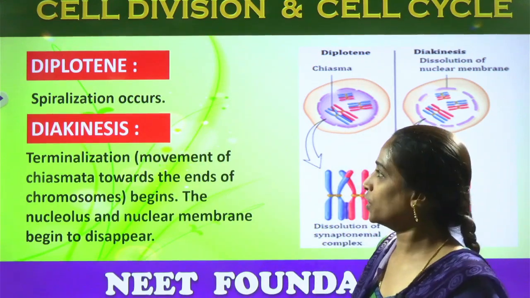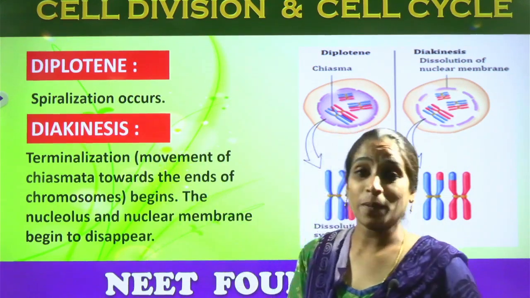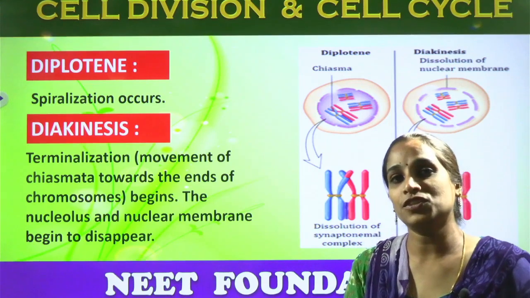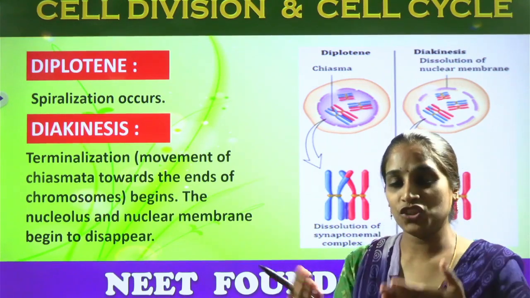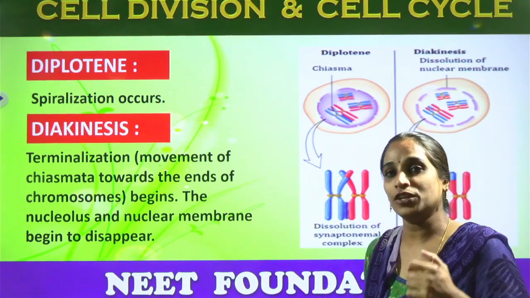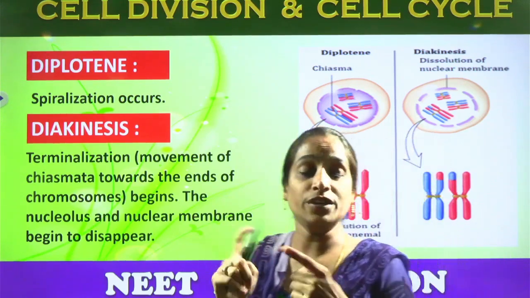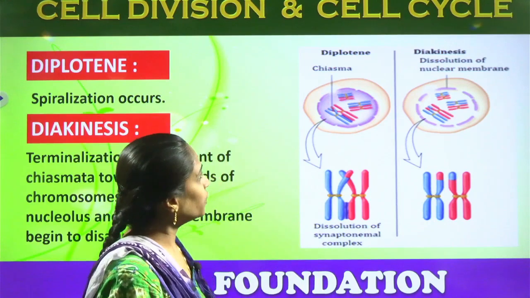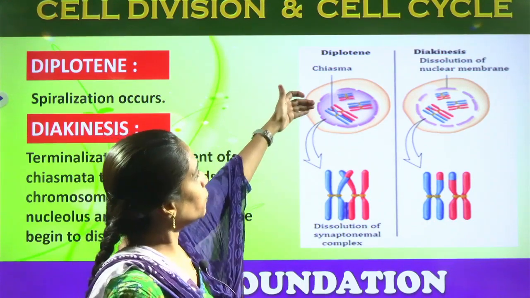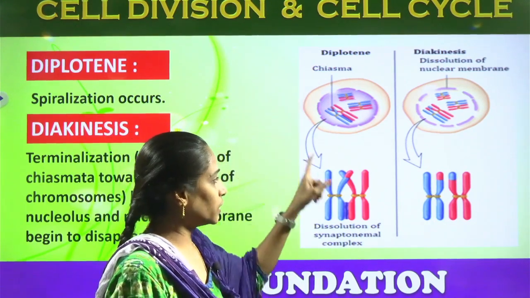So in the diplotene process we can observe the spiralization. What is spiralization? The DNA, the genes which are present in each and every chromosome, will be spiralized. Spiralized in the sense they will be adjoining together, right? So let us see here, this is the diplotene process. The chiasma also we can observe.